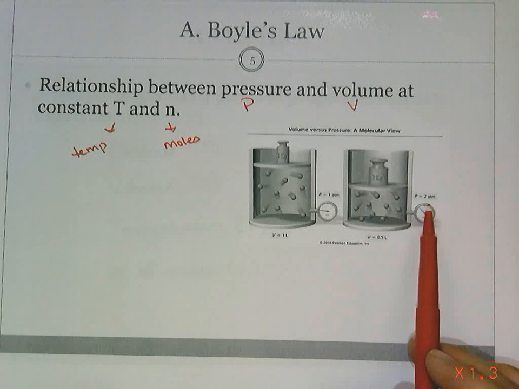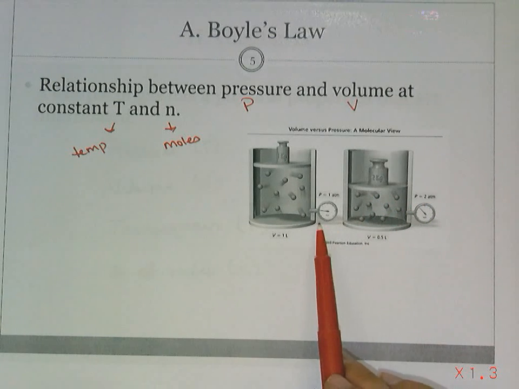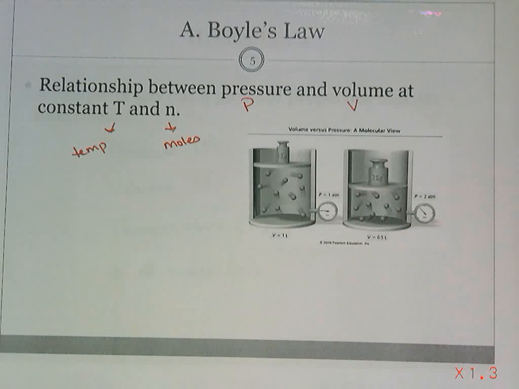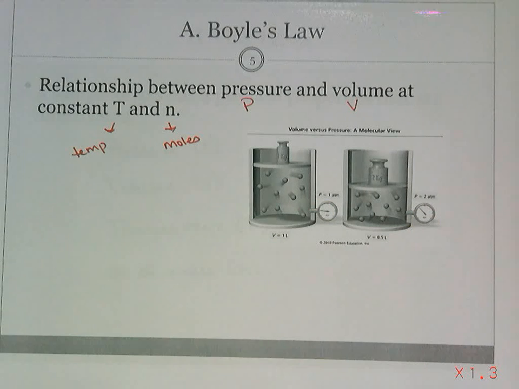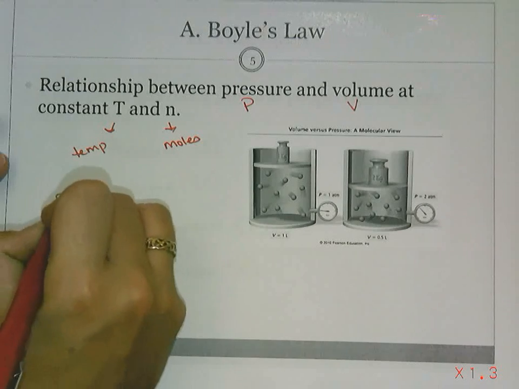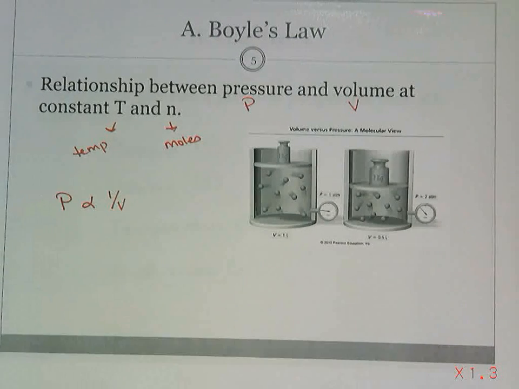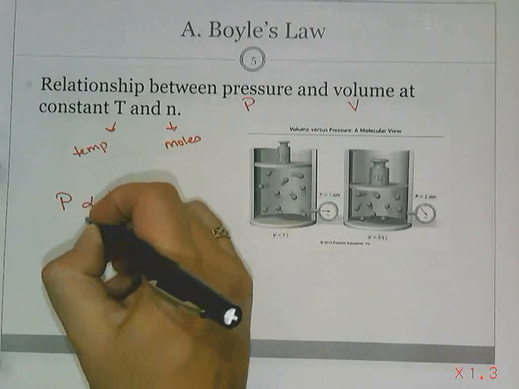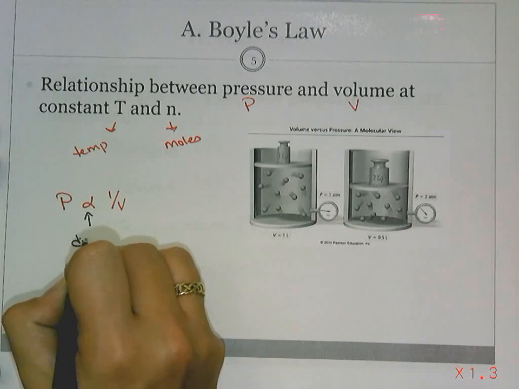So the volume has decreased by half, and the pressure has doubled, which tells us that they must be inversely related, right? This one decreases and that one's increasing, each by a factor of 2, which means that pressure is directly related to 1 over volume. So this little fish symbol means proportional to.